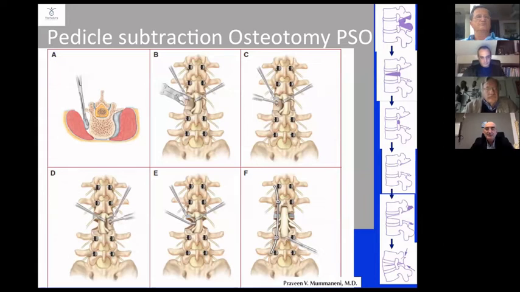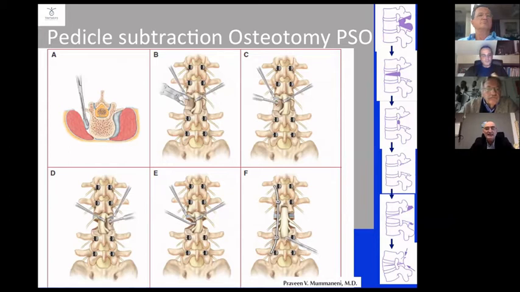So the pedicle subtraction osteotomy, we need to use different instruments to remove the bone, but the most important instrument for me is the burr, because it limits the bleeding. It allows you to do a very precise cut, and using this burr and some forceps to remove the piece of bone, this is the easiest way to do that.